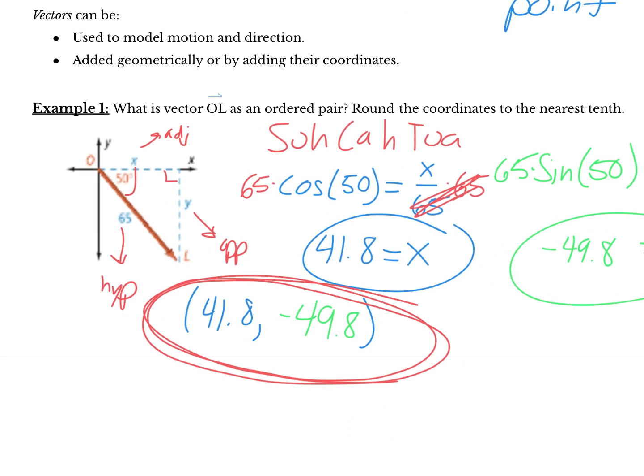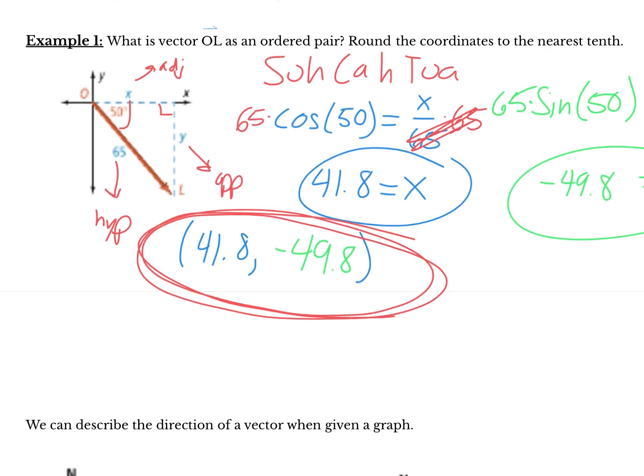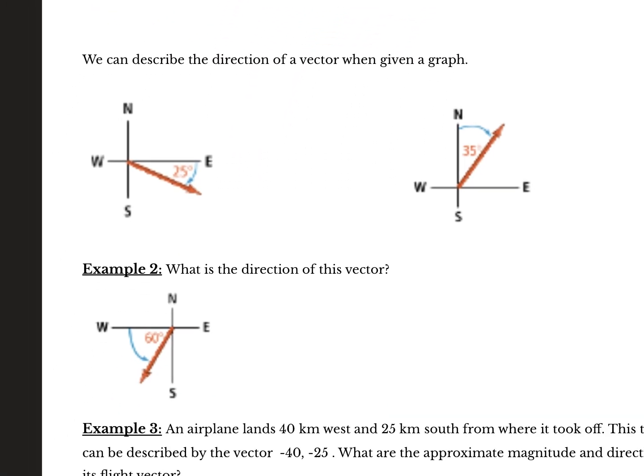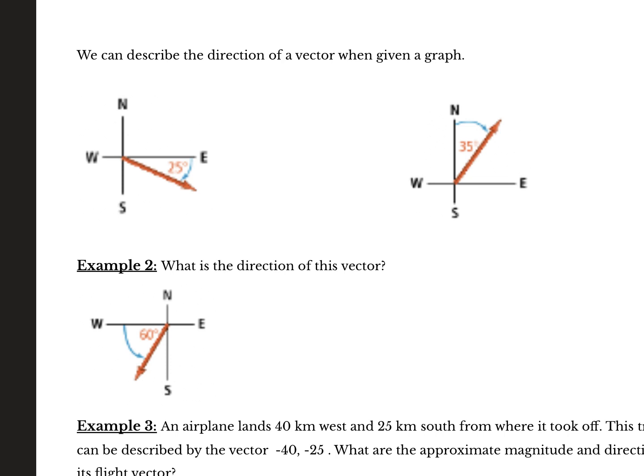Okay, so that was our first example with a vector. Let's go ahead and look at another type of problem that we'll see. So we can describe the direction of a vector just using the compass directions, so north, south, east, and west. So we can do this when given a graph. And the way we do it is relatively simple. We have to use two different directions.